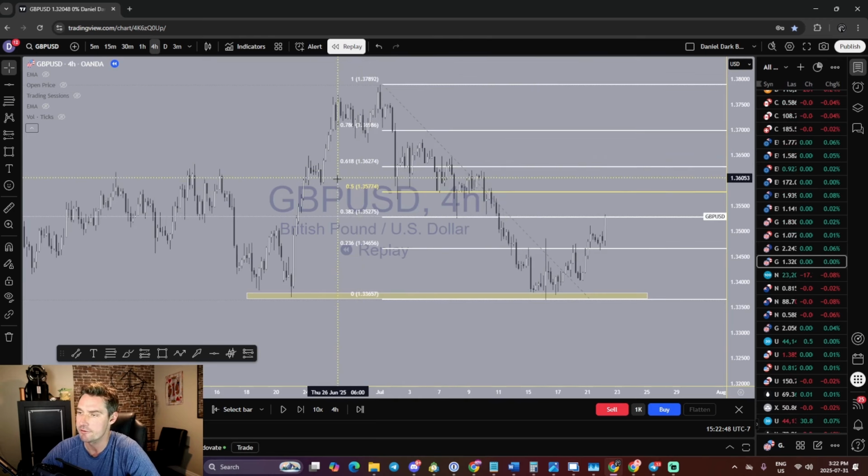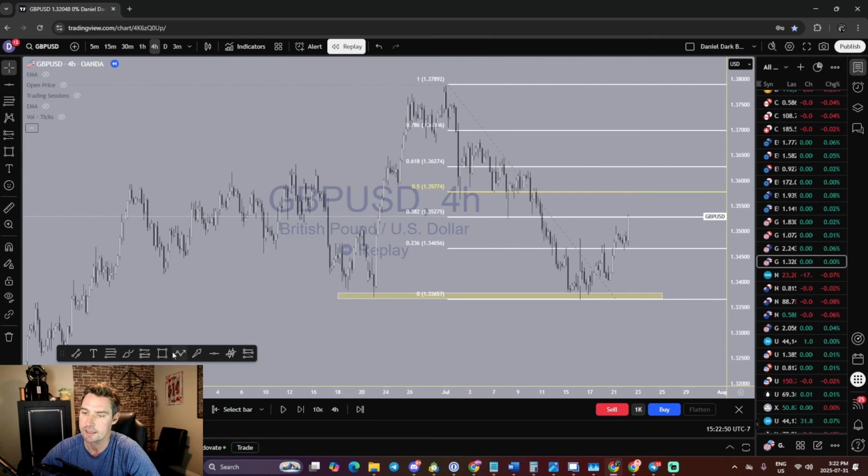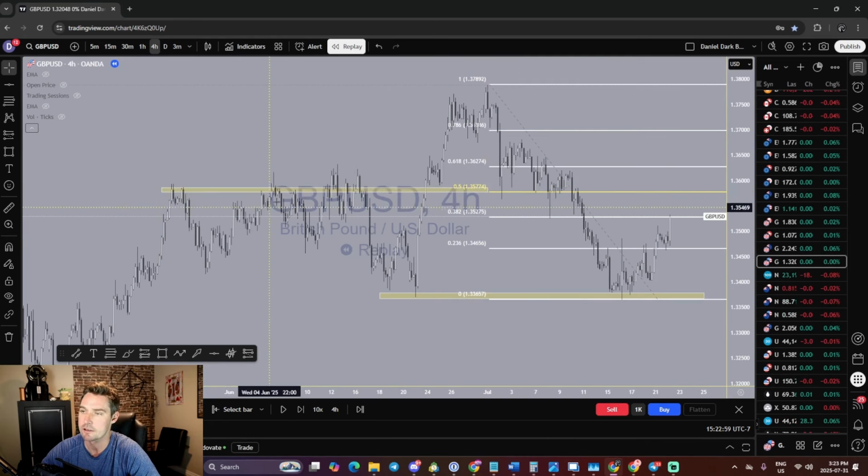Okay, so we have the 50 level right here, and as we can see, historically we had sellers come in at that price point multiple times, pivoting the price right here and right here. So it is a relevant price point.